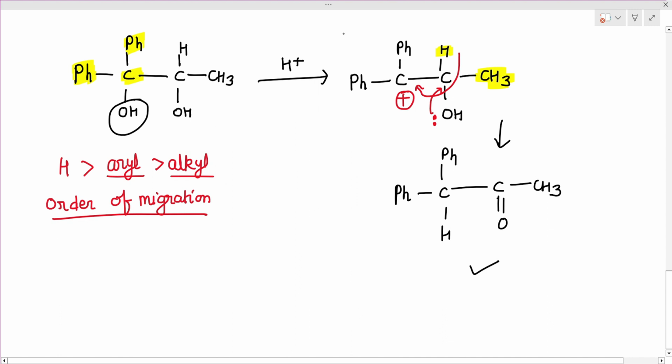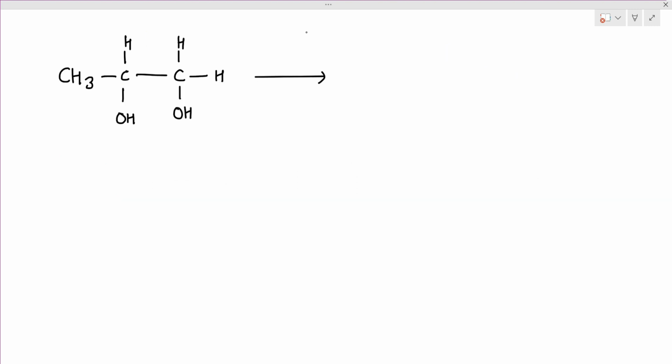Now see the next example. See here, we have been given this compound.